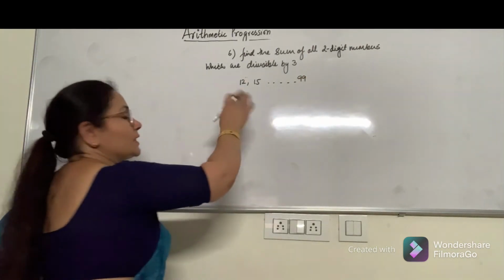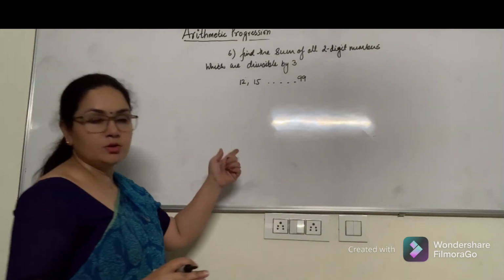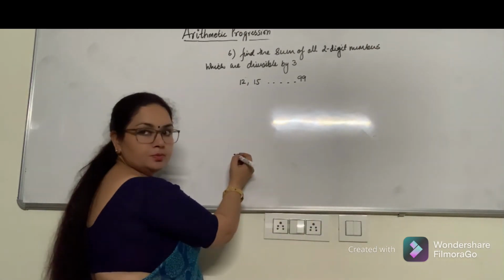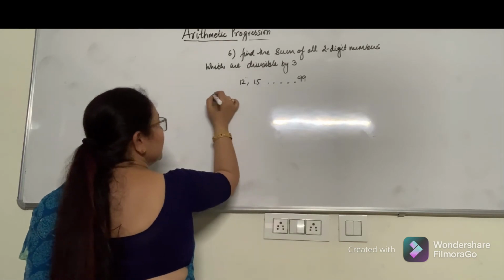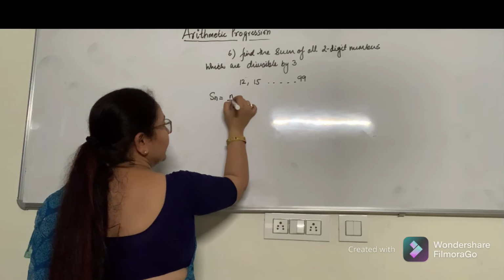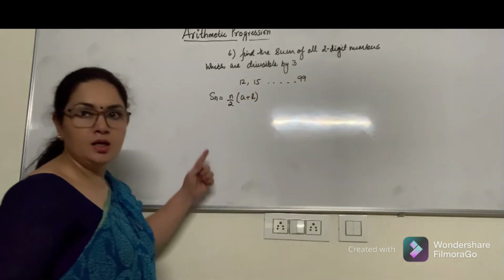We have to calculate the sum of all 2-digit numbers which are divisible by 3. So what is the formula of sum? The formula of sum is Sn is equal to n by 2 (a plus l), if you know the first term and the last term.